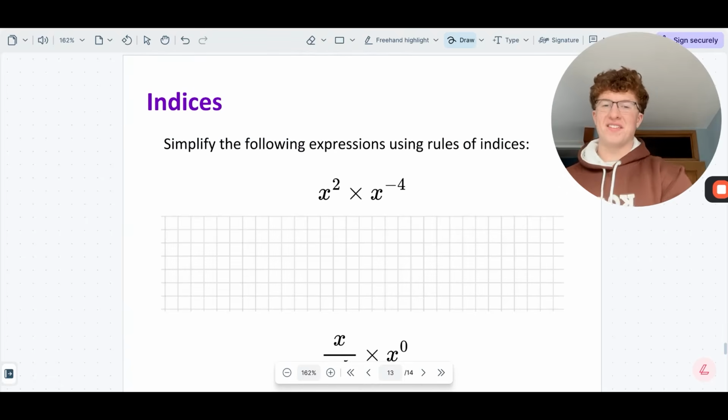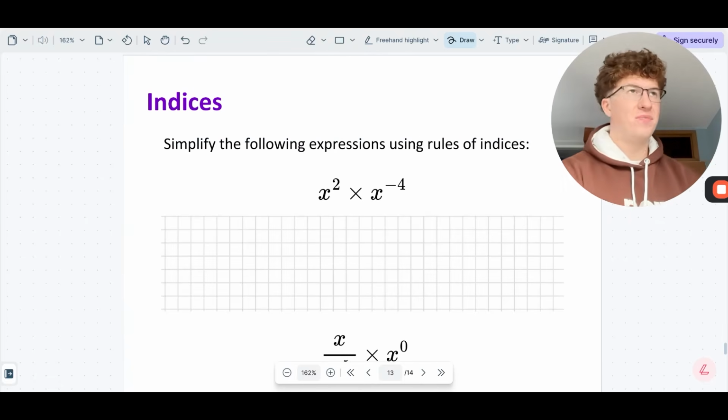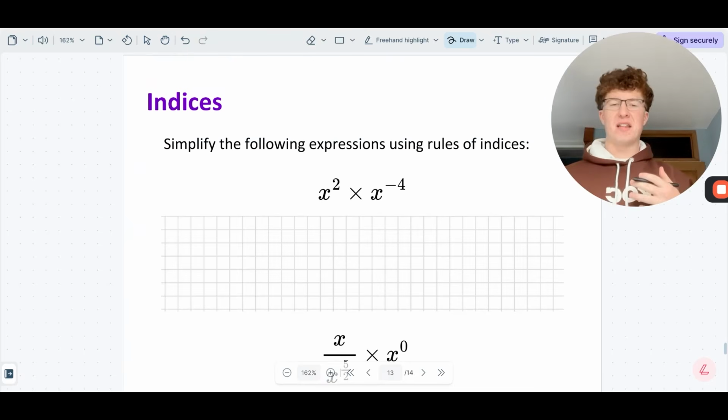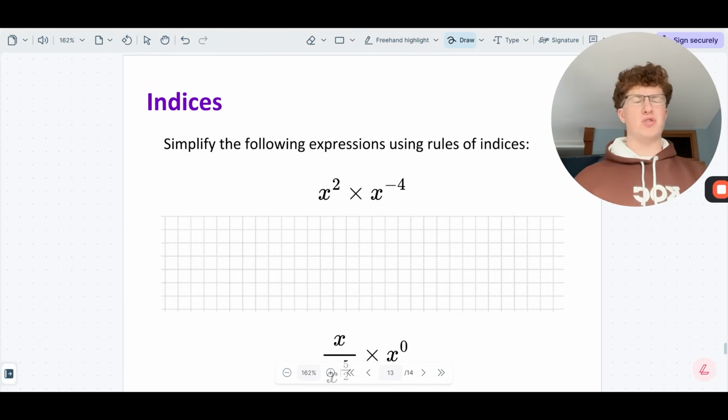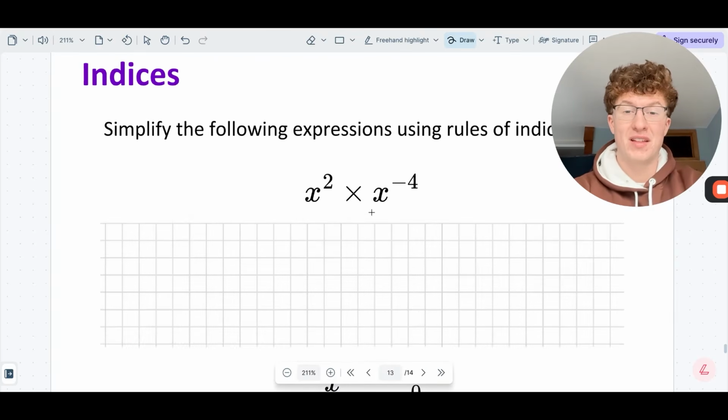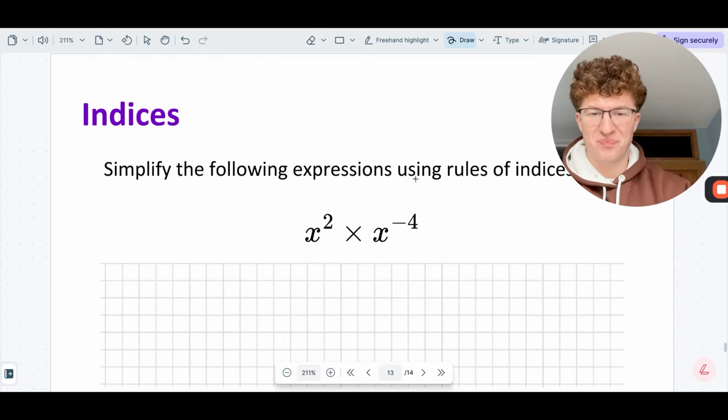Now, indices, a lot easier than students make it out to be. They're crucial. You need to get good at these. You're going to see them very often. The rules are a bit tricky, but I think when you just practice them over and over, they actually become pretty easy. So this first guy, we want to simplify this.